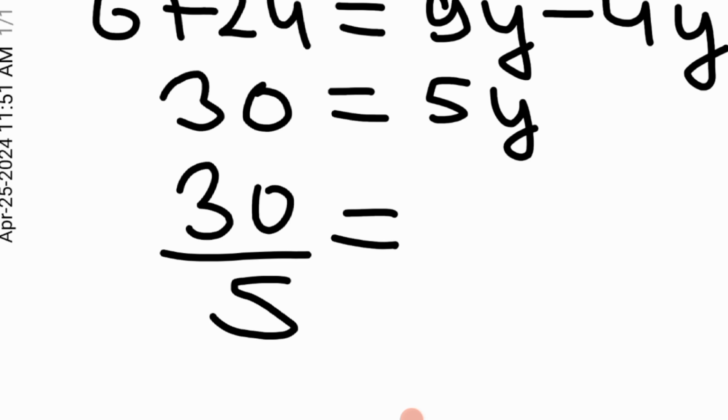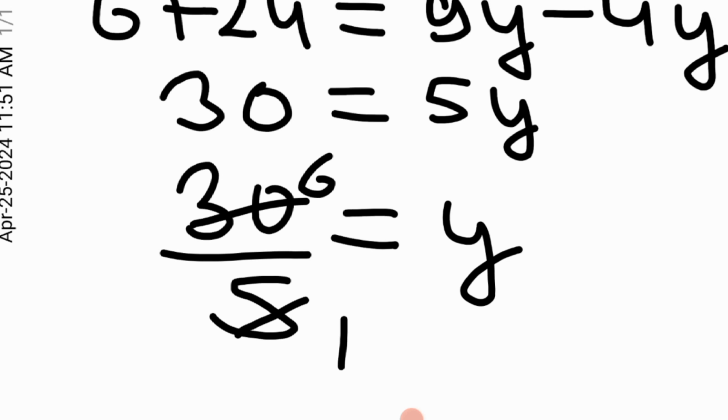So 30 upon 5 is equal to y, and after solving, 5 ones are 5, 5 sixes are 30. And what is the answer we get? The value of y is equal to 6. So our fourth option is correct.